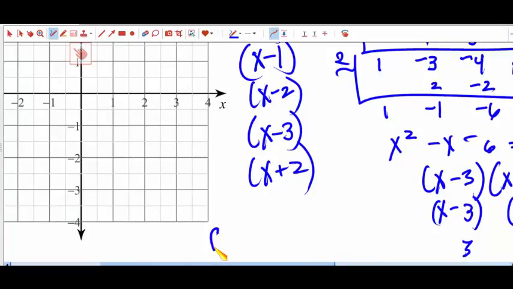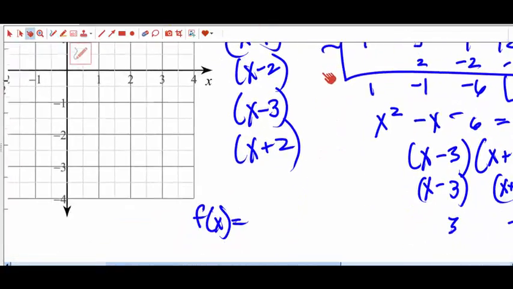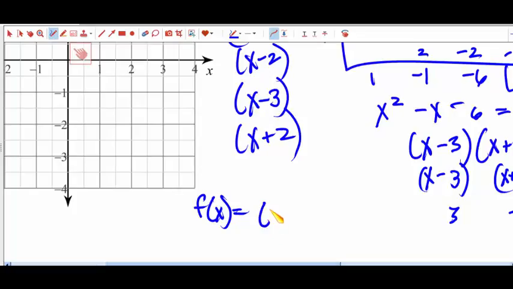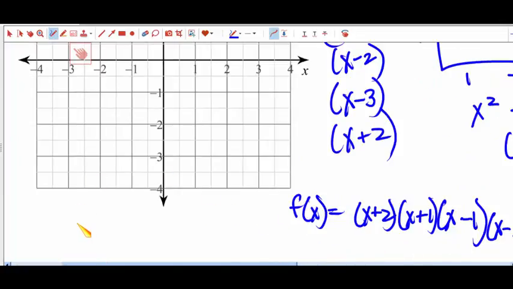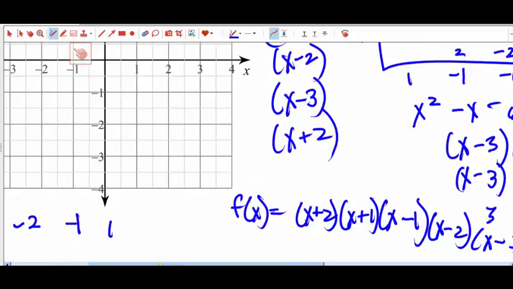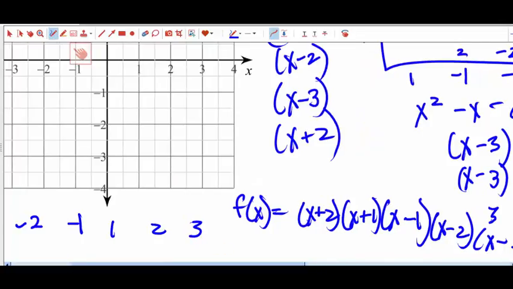So the factored form of the function is, let's see, what all do I have? I have an x plus 2, an x plus 1, an x minus 1, an x minus 2, and an x minus 3. Okay, so my zeros are negative 2, negative 1, 1, 2, and 3. So what does that give me?